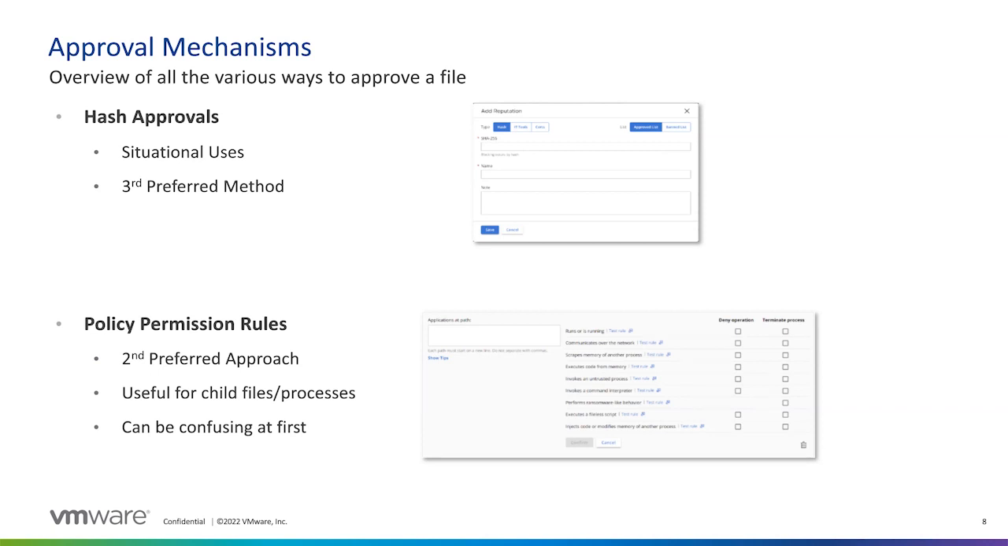Policy permission rules are a little trickier. Actually, I should have written fourth preferred approach there. I just realized I have a typo. So policy permission rules are the last thing you should leverage. This is when all else has failed. When you have tried certificate approval, the file might not be signed. Try to use IT tools, it might not be dropped by another file.